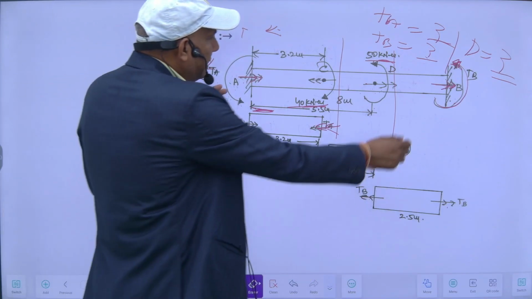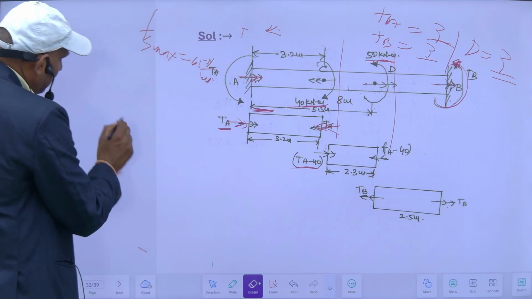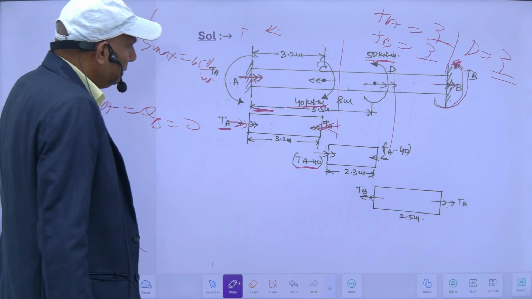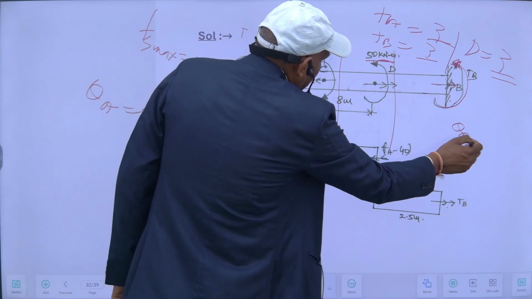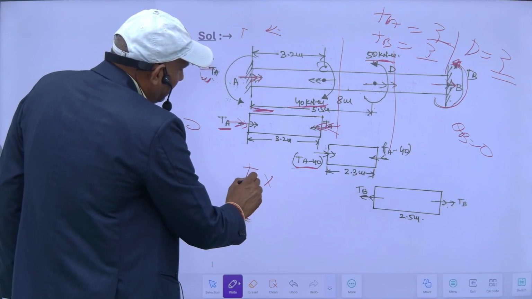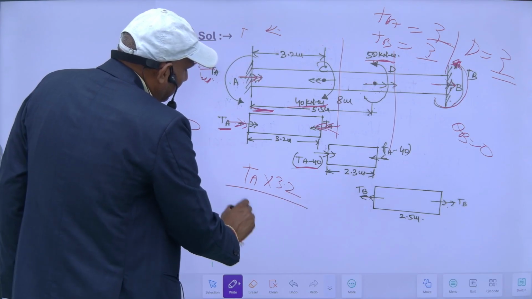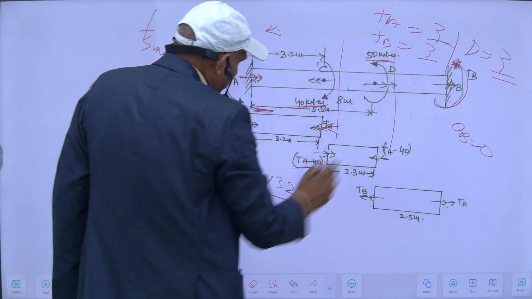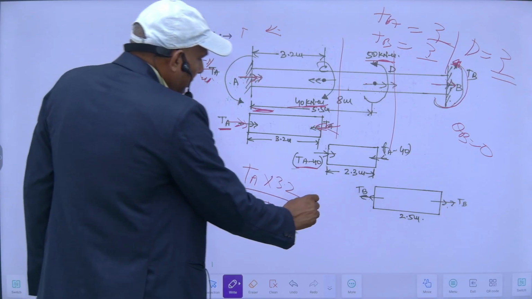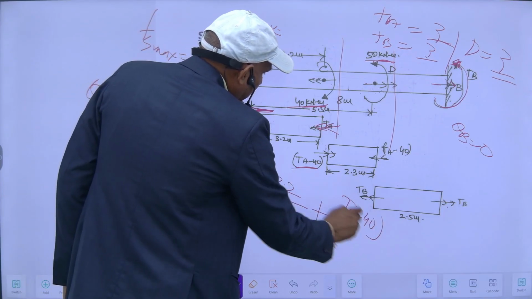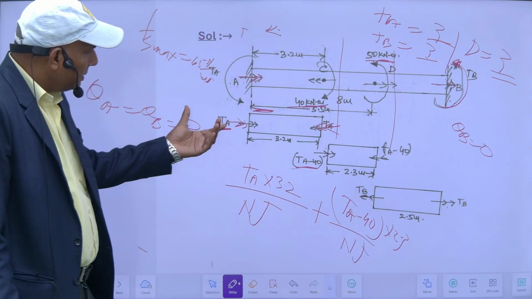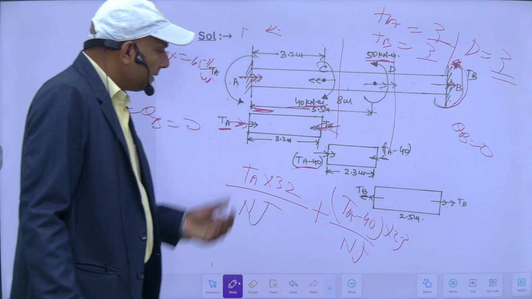Since both the ends are fixed here, theta A is equal to theta B is equal to 0. If I calculate my theta B from this side, it will be TA, this torque, into this length, 3.2, divided by N into J. Since the diameter is constant here, it will be NJ. And here it will be TA minus 40 into its length 2.3 upon NJ. Since both have the same direction of torque, the nature is the same.